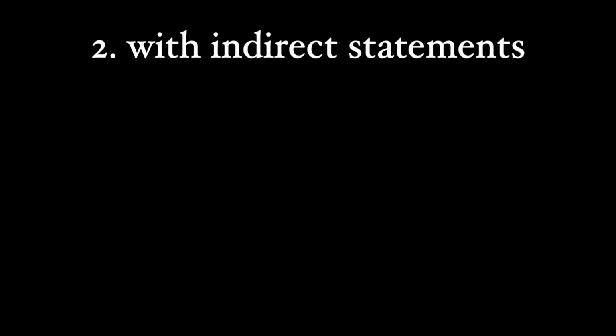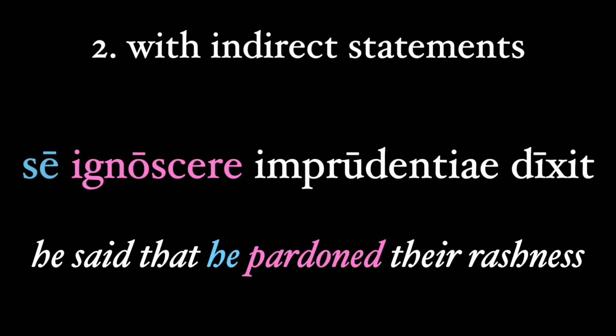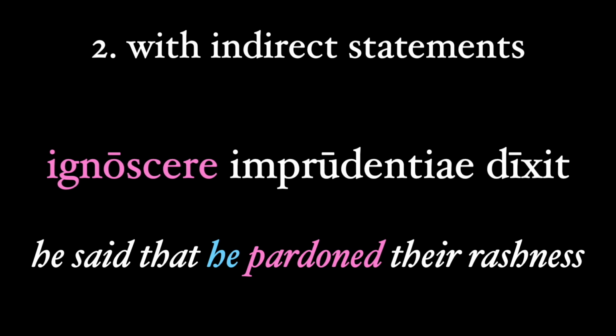Sometimes the accusative subject is omitted if it's easily understood. So Caesar wrote, ignoscere imprudentiae dixit. He said that he pardoned their rashness. The subject is an understood accusative se. It's the same he as the subject. But since it's clear from the context, it can go unwritten.